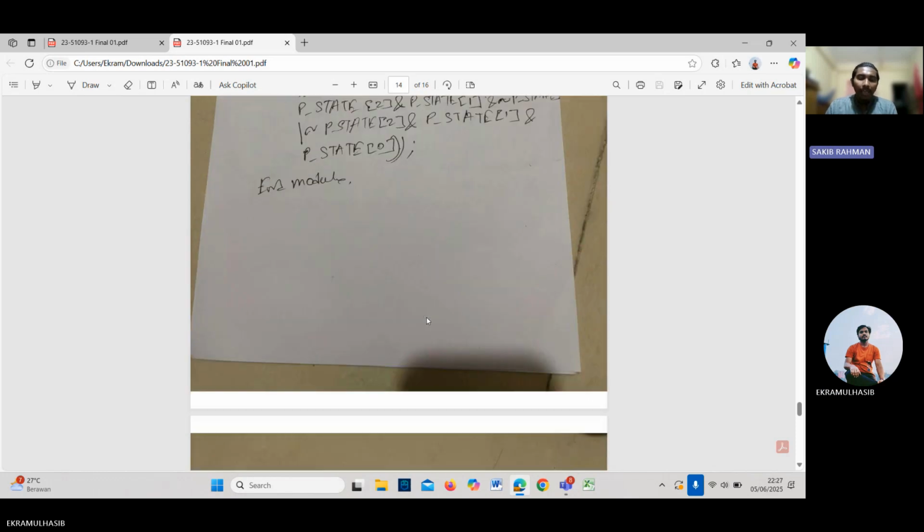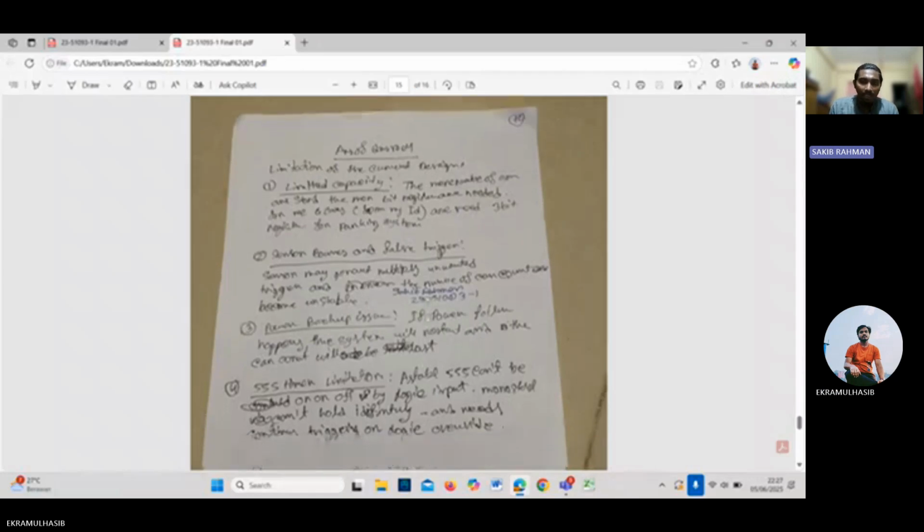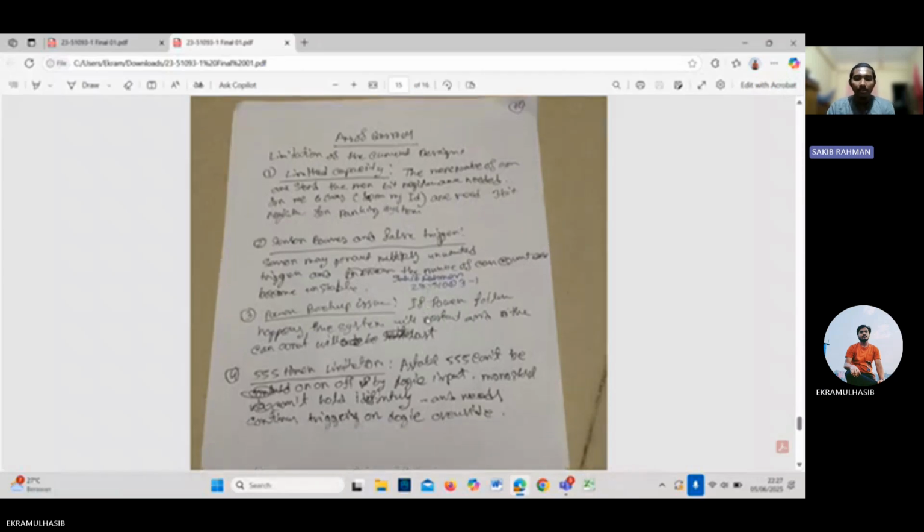In answer number 4, I have found some limitations of the current design I had made. The limited capacity: the car number is only 6 from my ID. It can be bigger with every bit I use, like 8-bit or 9-bit can be used for many cars to hold in the parking system.